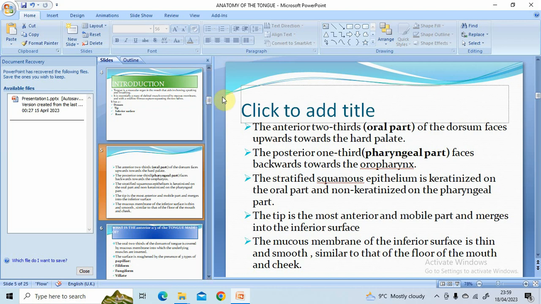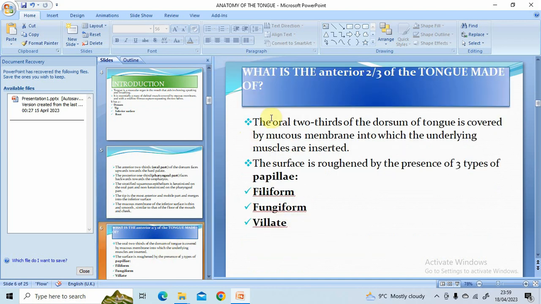It is keratinized on the anterior part because it is the rough part compared to the posterior one-third, which is smooth. The tip is the most anterior and mobile part and merges into the inferior surface, the undersurface. The mucosa of the inferior surface is thin and smooth, similar to that of the floor of the mouth and cheek. Okay, I'm going to be looking at the anterior two-thirds.